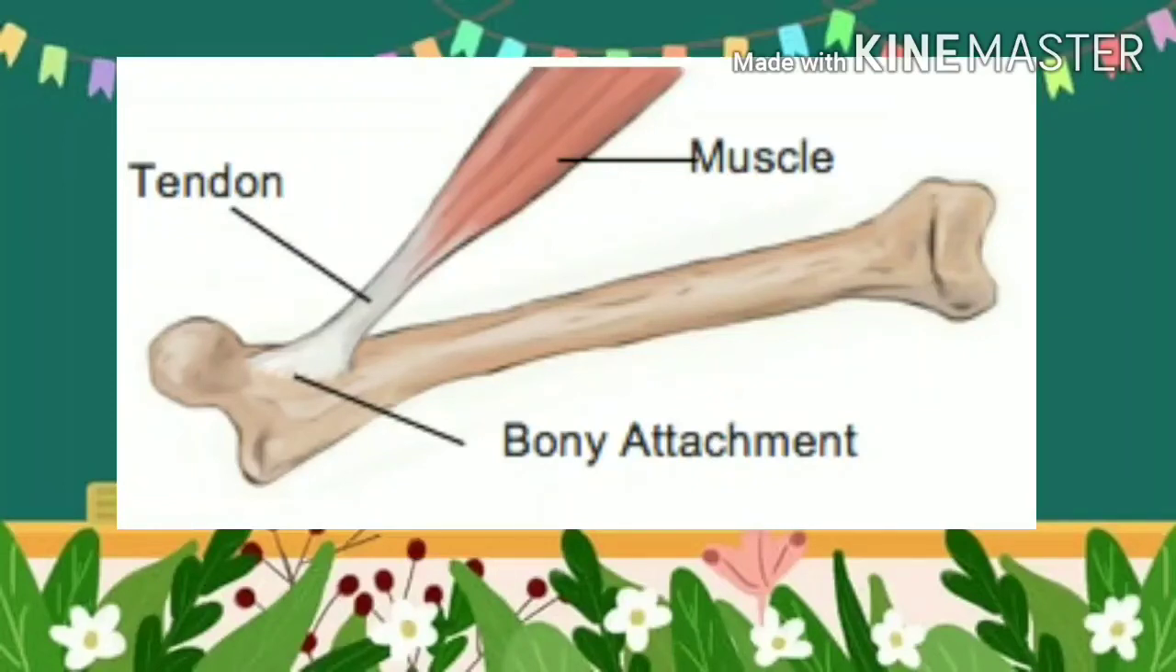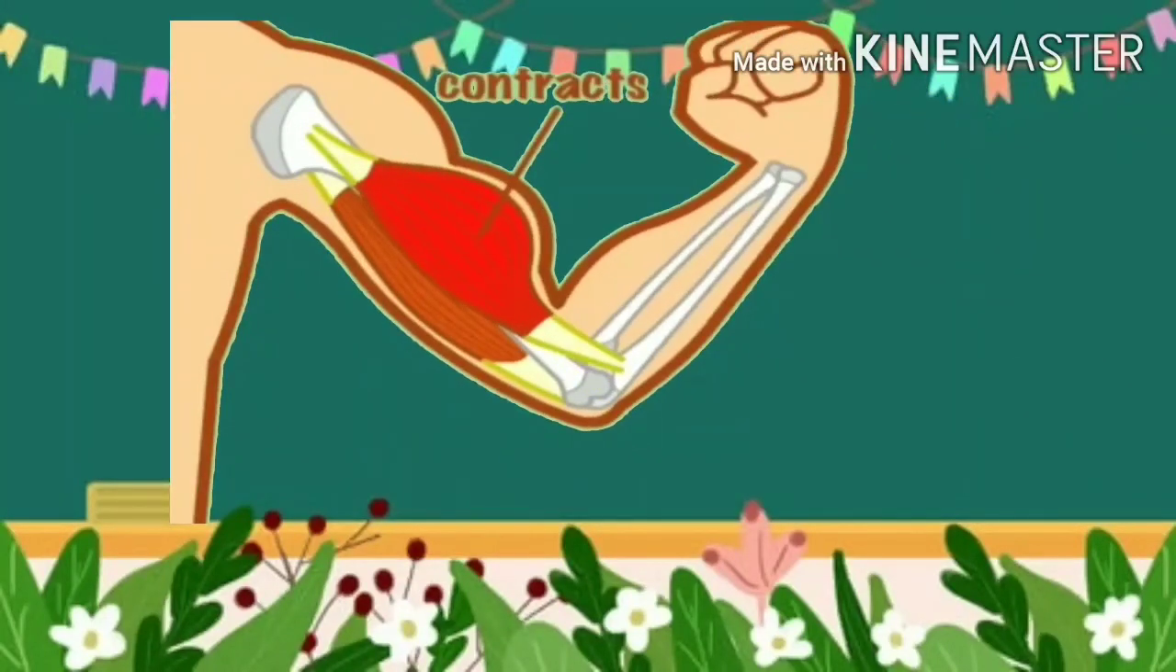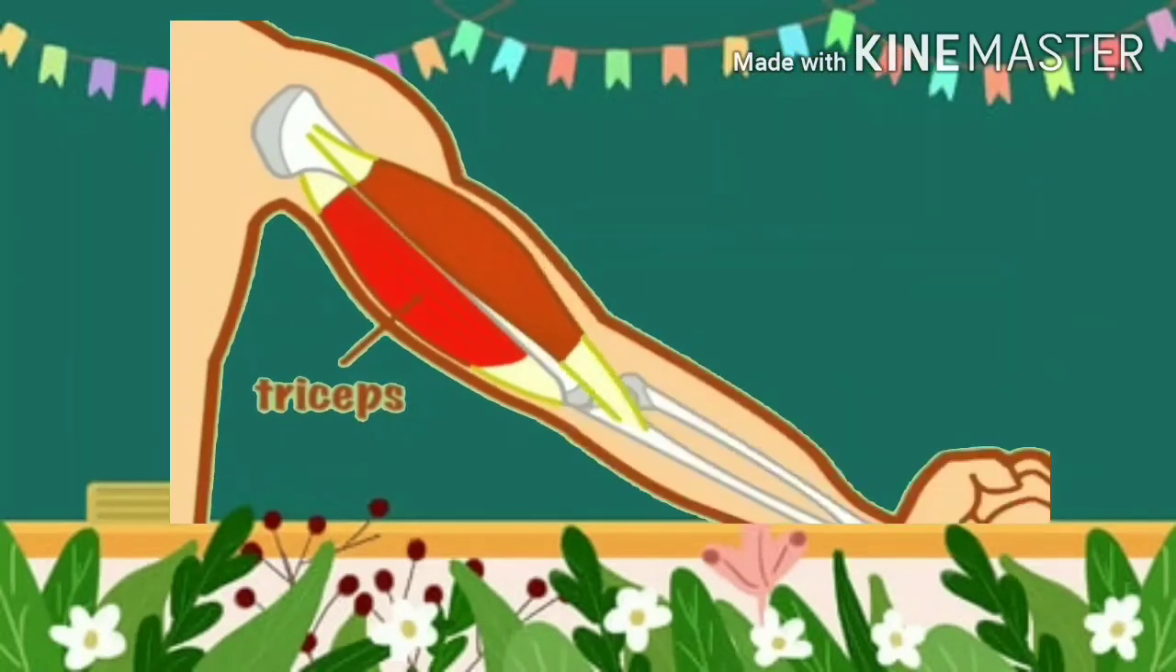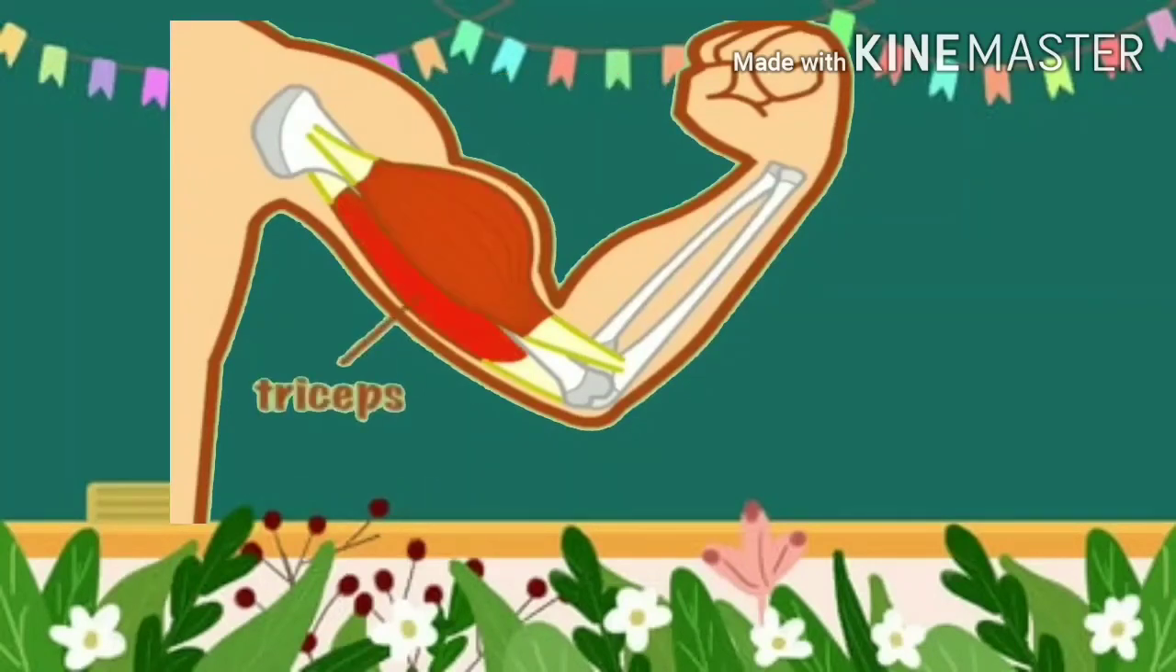Tendons you can see in the picture, children. These are white color connecting bands. The muscles are attached to bones with the help of these tendons only. Now let's see the working of muscles. Muscles always work in pair. One muscle contracts and the other relaxes. This contraction and relaxation of muscles is responsible for movement.